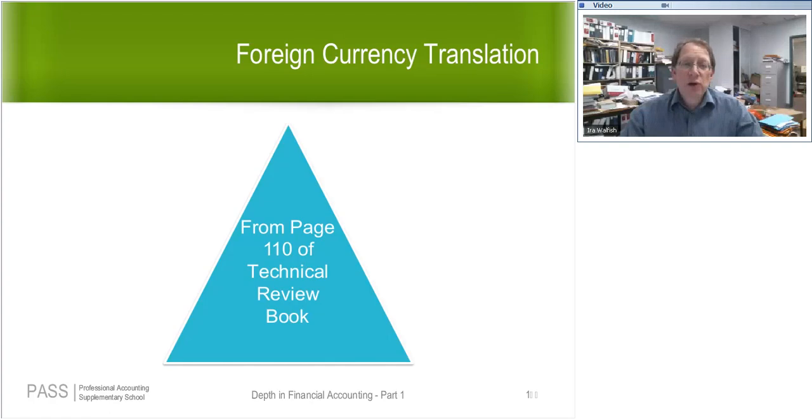Let's have a look at foreign currency, page 110 of the technical review book. Okay? All right. Now, people, this is a bit of an exception.